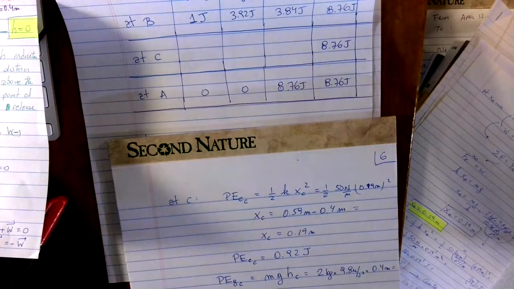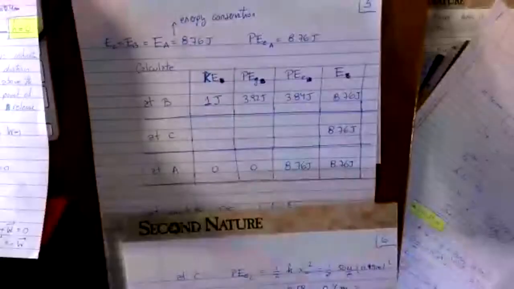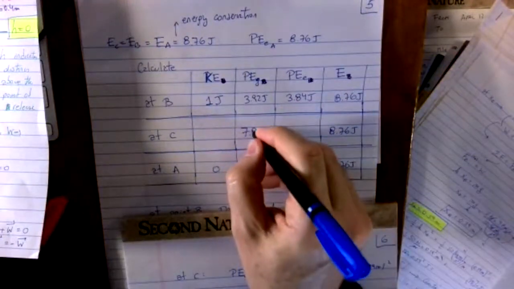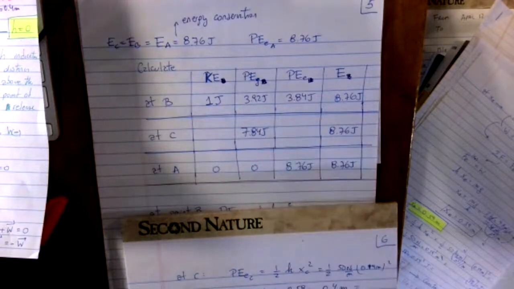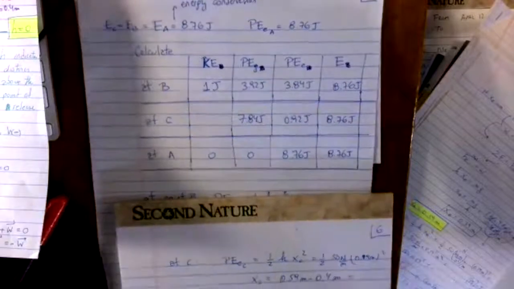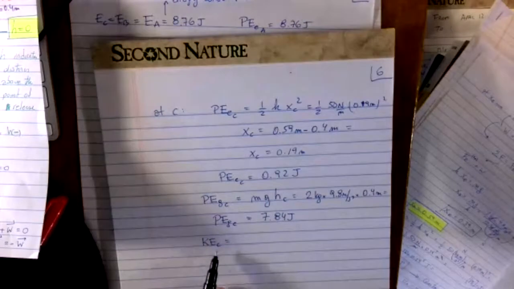Now, what if we sum these two? 7.84 plus 0.92. What do you get? So let's put it here in the plot. The gravitational is, in the table, 7.84 joules. The other one is 0.92 joules. Now what's happened with KEC? How much is this guy now?